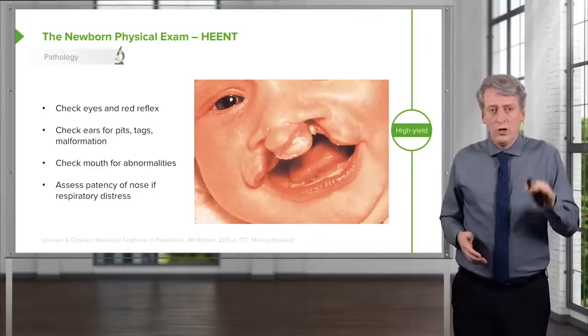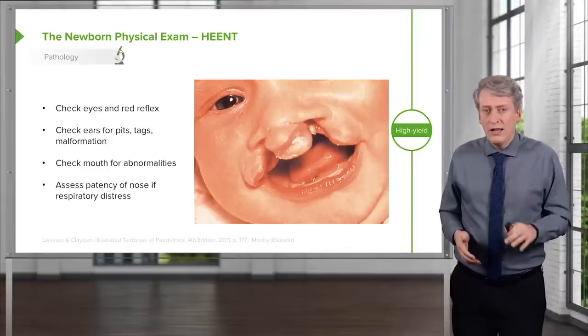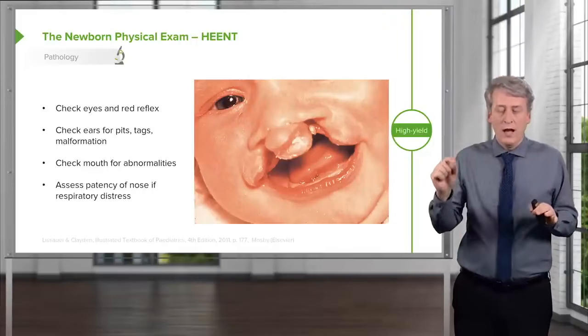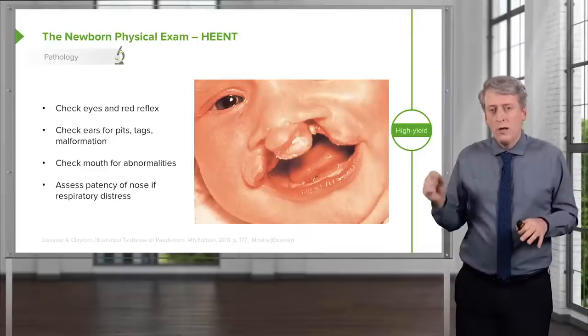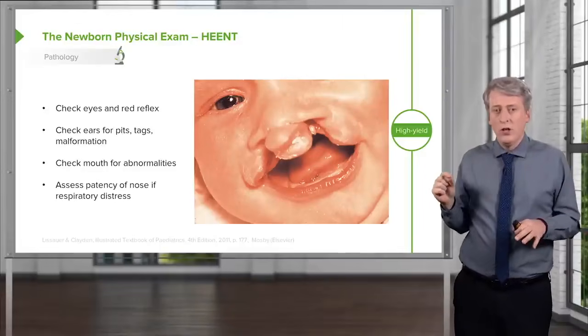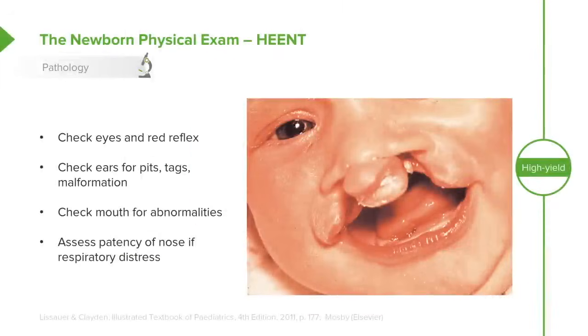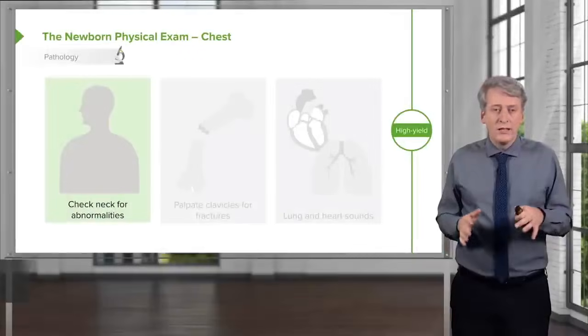Also, we're going to check the nose. In pretty much any infant, at some point we may suck out both nares. That usually is done in the resuscitating room, but we're going to check patency of the nose. If a tube goes in but can't get through, that patient may have choanal atresia, which can cause respiratory distress in an infant. Next, we're going to look at the neck.